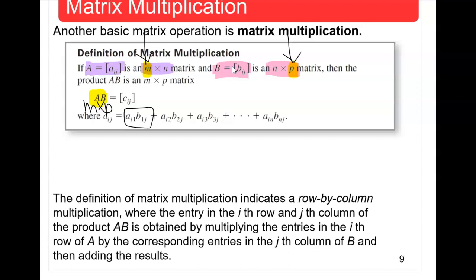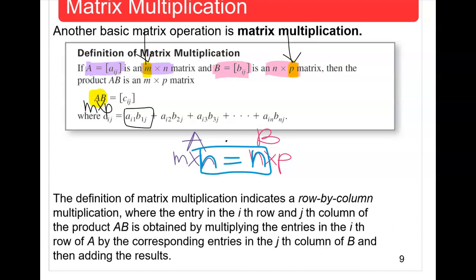But the first thing you have to learn is that if we have matrix A, which is a matrix of m by n, and we're multiplying it by matrix B, that is an n by p, we have to make sure that the two numbers here, n and n, match. They have to be equal. If they are not equal, then the matrix product is undefined.